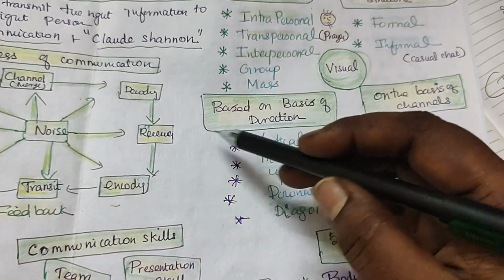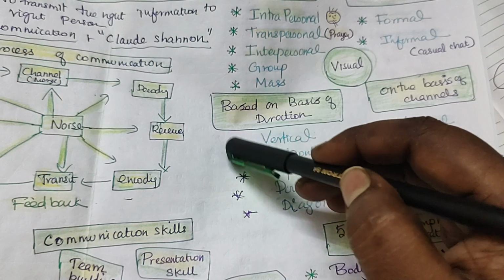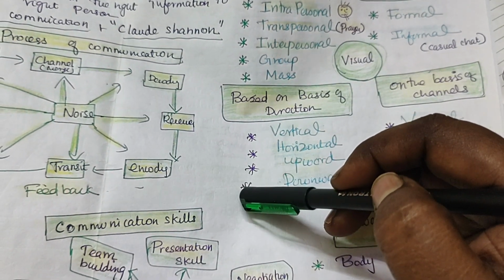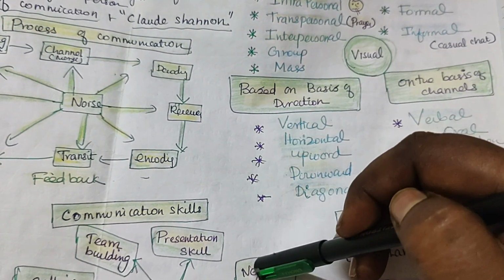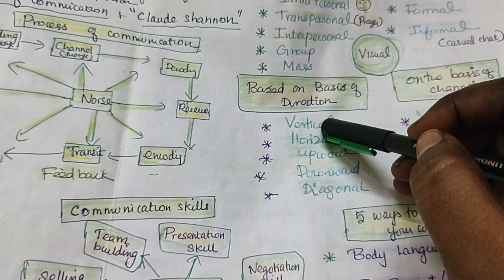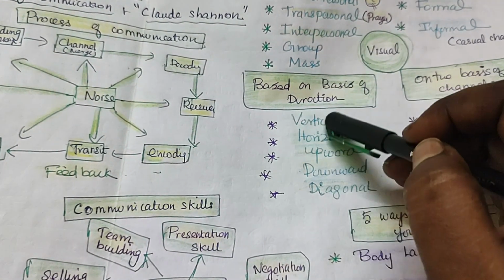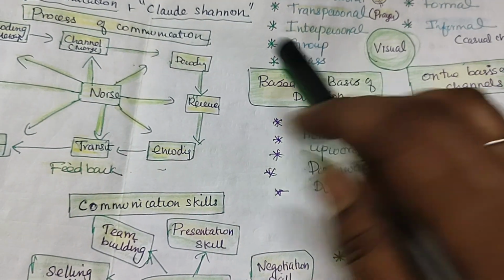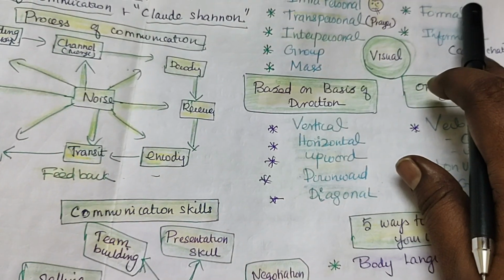Based on direction, it's like vertical communication. Modi is communicating to another minister, the minister will communicate to another person, the collector, and the collector will communicate to the next one. So it is called vertical communication. Horizontal communication: Modi is calling all the ministers and sending the information to all of them.